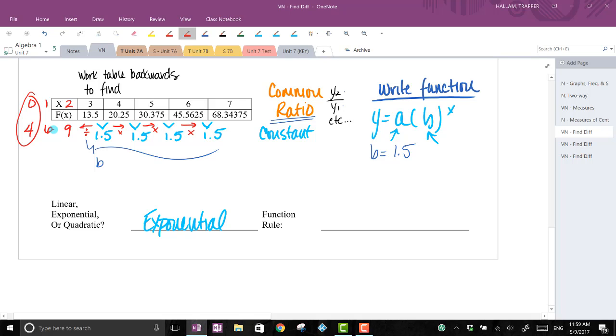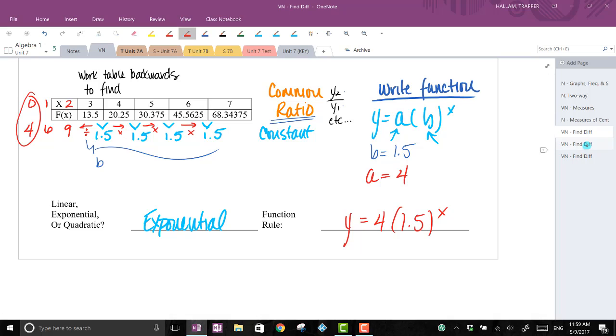So now that I've got my a at 4, I can write my function. y equals 4 times 1.5 to the x power. And that would be the model for this data here. Again, in class we'll see some of these, but right now we're just speeding through the process on how to do this. So the notes are done.